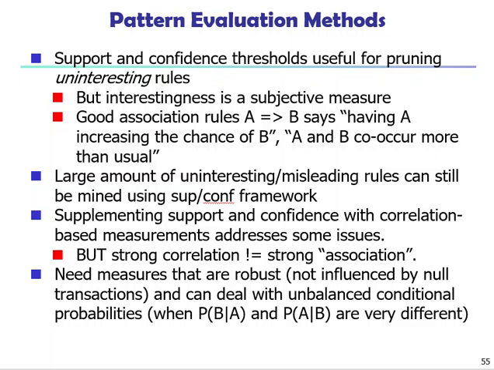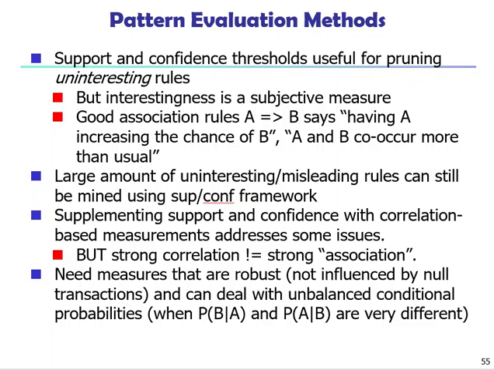To address that issue, people thought, maybe we should actually borrow the idea of correlation. Correlation may actually give us a better measurement of the goodness of the rule, because if we want to say having A increases the chance of having B, then we're talking about correlation, right? However, we discovered, again, that having strong correlation does not always mean strong association, depending on how this correlation is computed, okay?